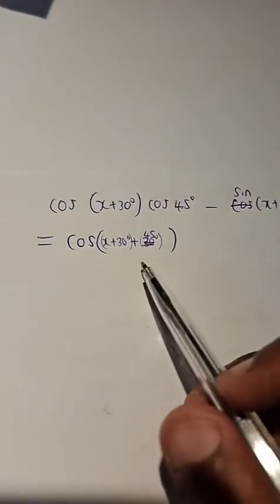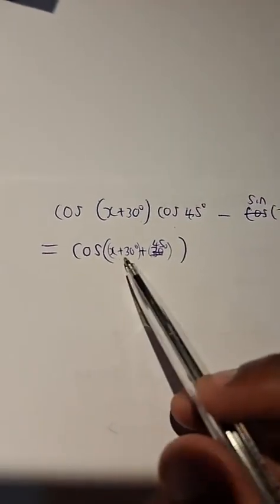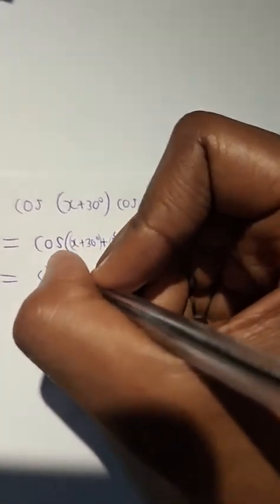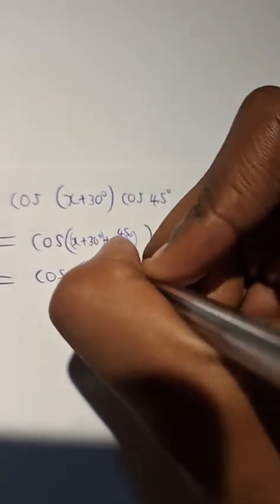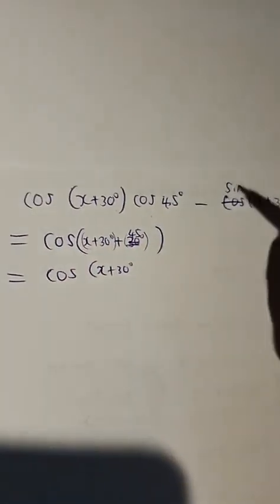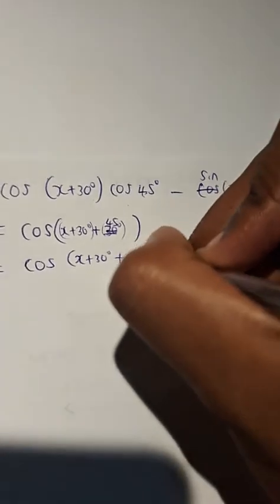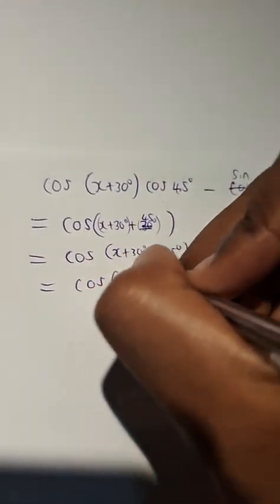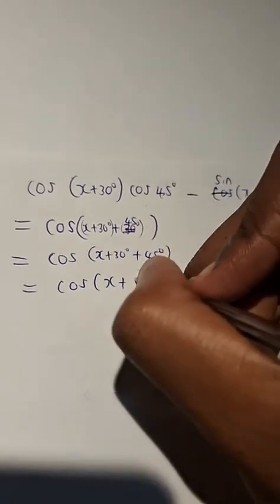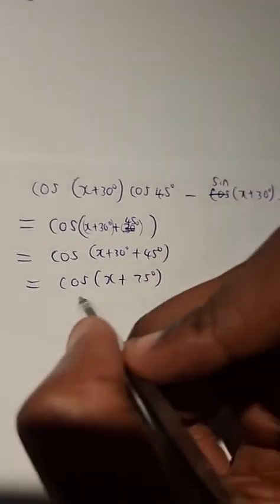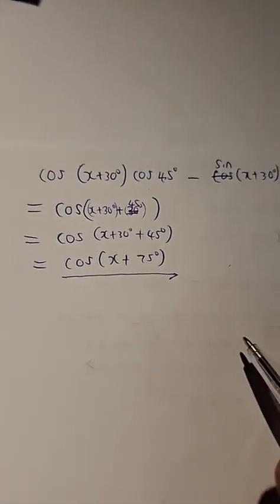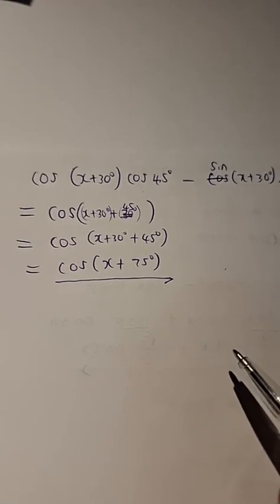Guys, I'm really distracted right now. So x plus 30 degrees plus 45 degrees. Now we can go inside and add the like terms. We remove the bracket for x plus 30 plus 45 degrees. Now we can add, so that means cos of x plus 75 degrees. This is reduced to a single trigonometric ratio, as we had been asked in the question.